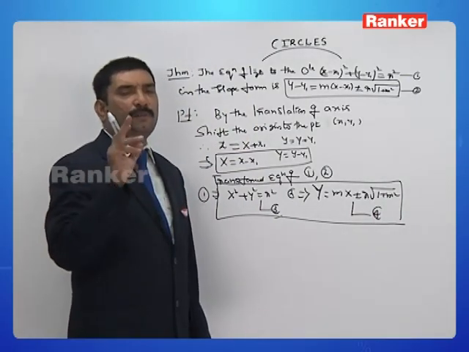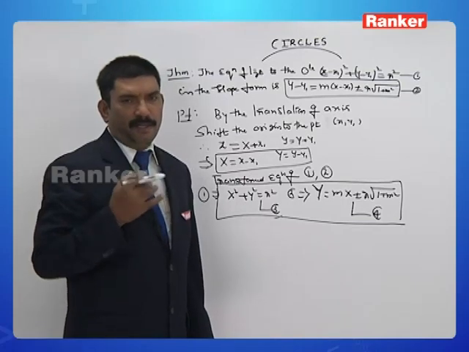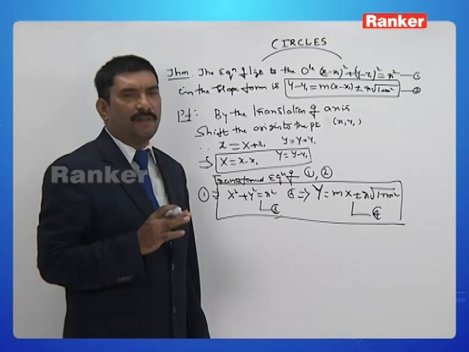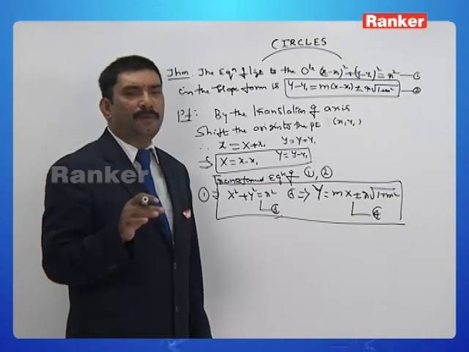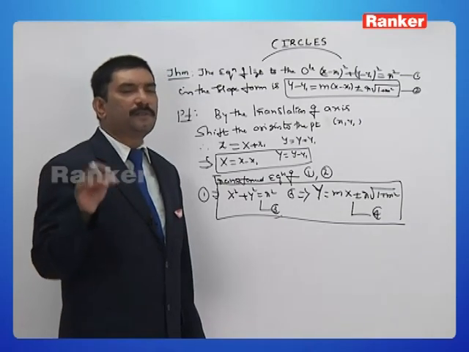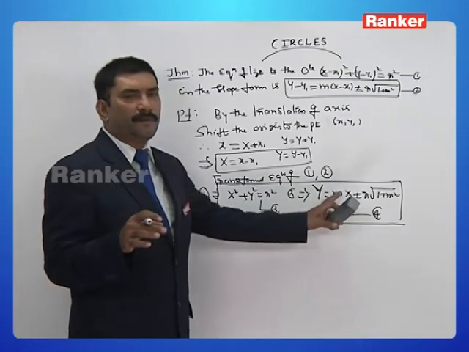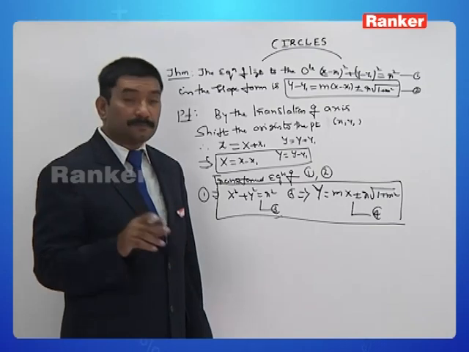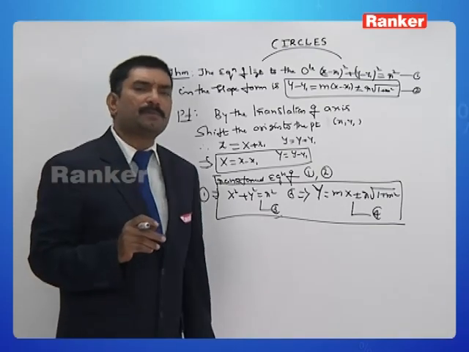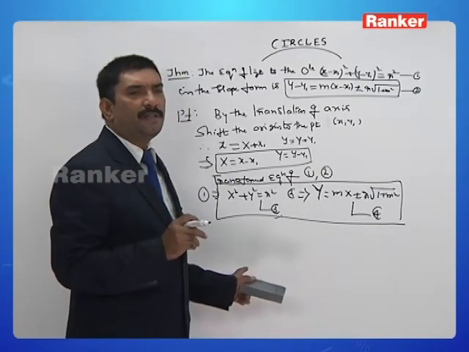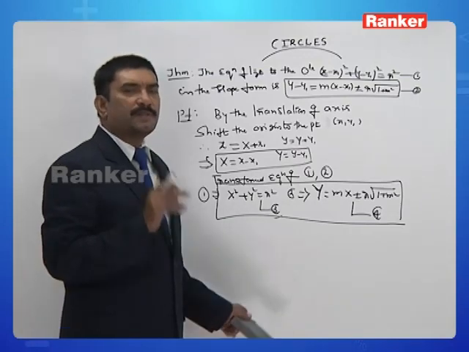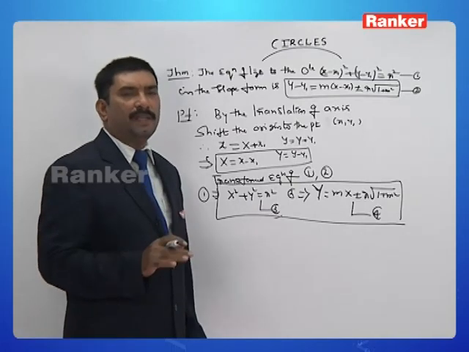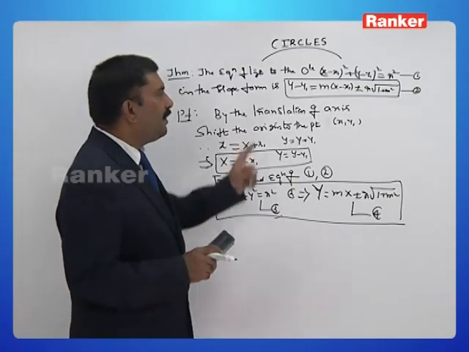When y is equal to mx plus c is a tangent to the circle x square plus y square is equal to r square, we have proved the equation of a tangent in slope form as y is equal to mx plus r minus r into square root of 1 plus m square. That was in terms of small x and y. This is in terms of capital X and Y.